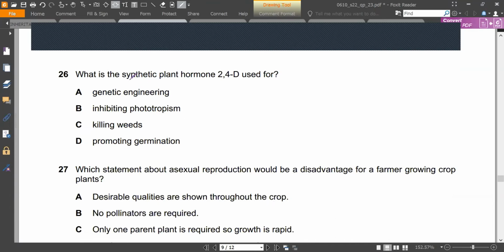What is the synthetic plant hormone 2,4-D used for? This one, 2,4-D, is actually a kind of pesticide, for killing the weeds.